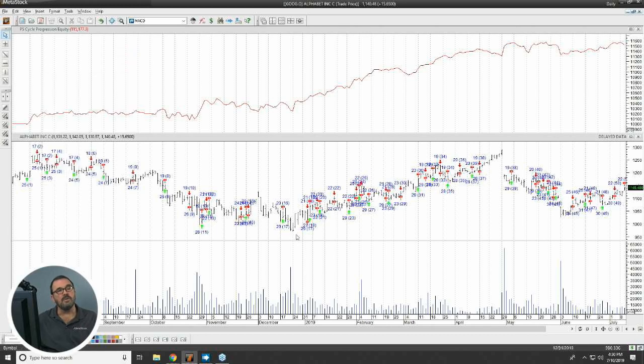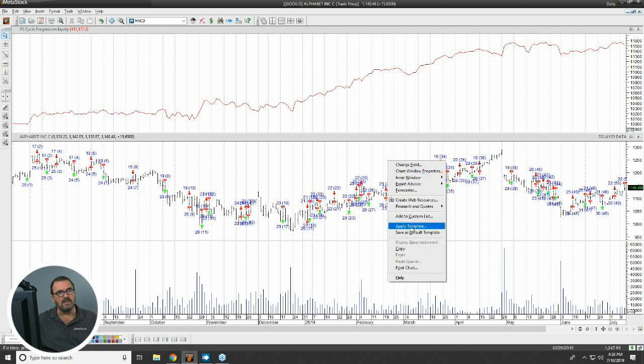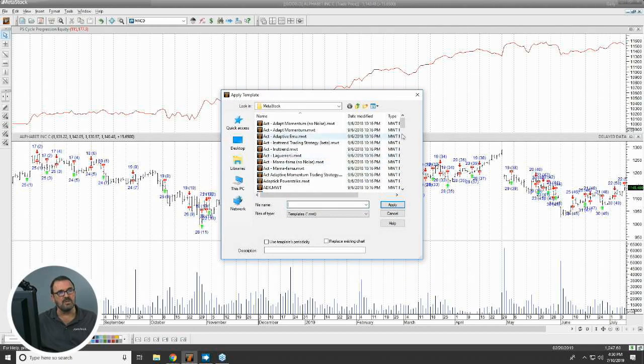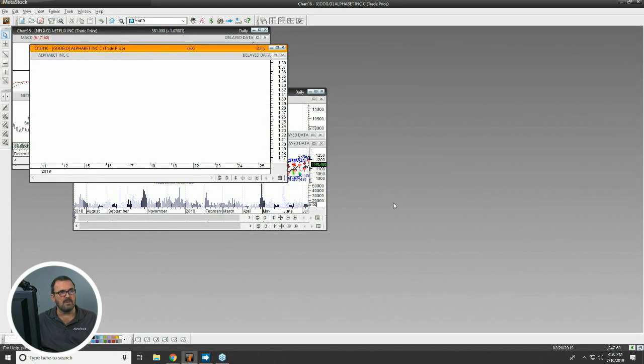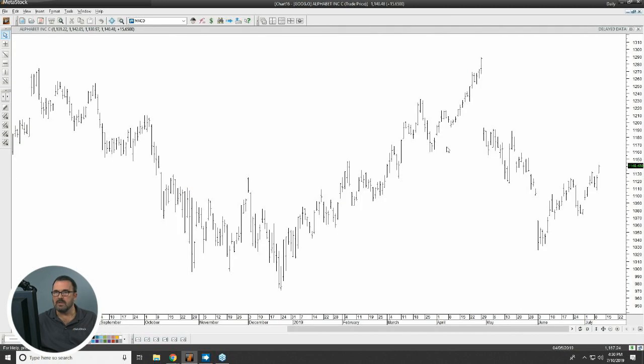What you're seeing here is whenever you plot a chart after you've run a system test, it shows you every instance of a transaction. That's not what I want to look at right now, so I'm going to go ahead and apply a template to clean up this chart. And go ahead and take a moment to see if I have any questions. I don't see any questions.